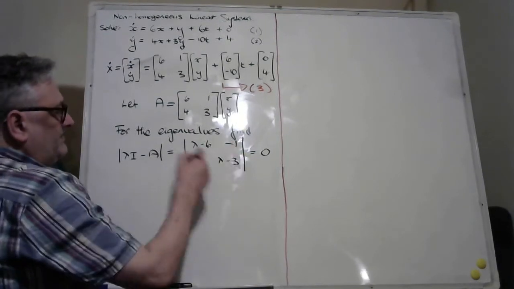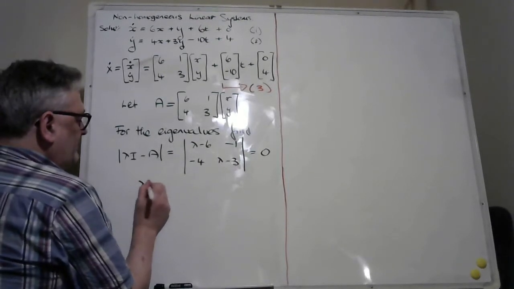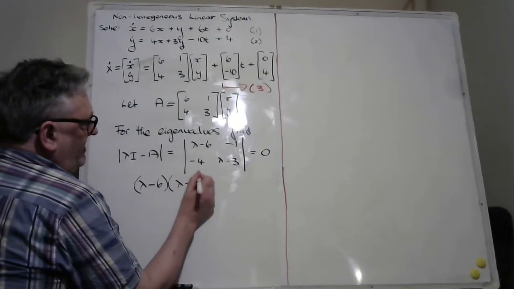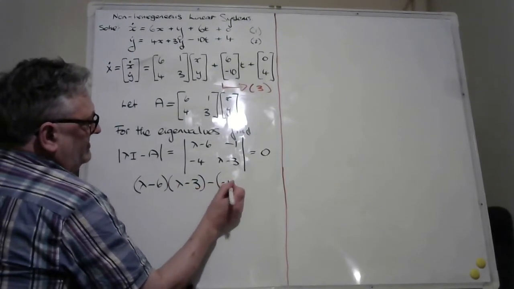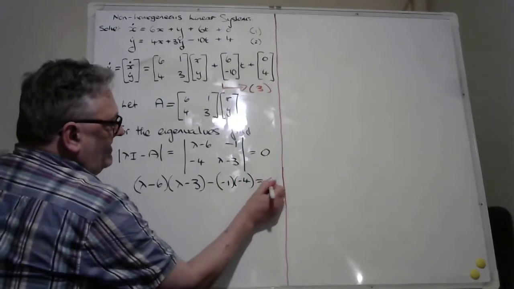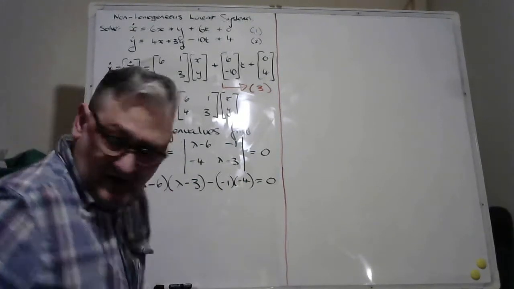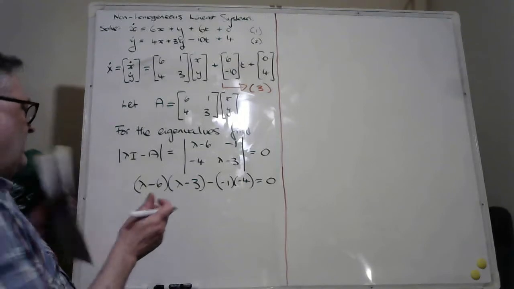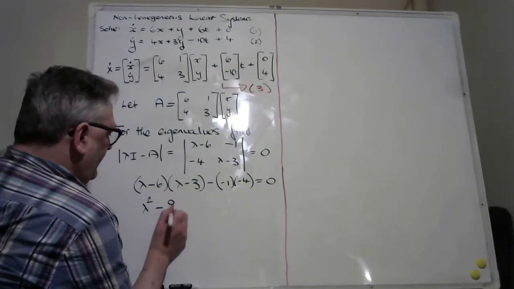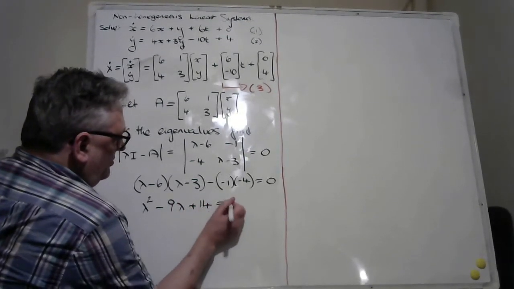And of course, finding the determinant of this part of the matrix, we get lambda minus 6 times lambda minus 3, minus minus 1 times minus 4. And that's got to be equal to 0. So if we just multiply this out and simplify it, we obtain lambda squared minus 9 lambda plus 14 equal to 0.